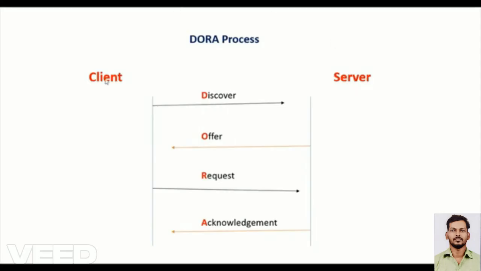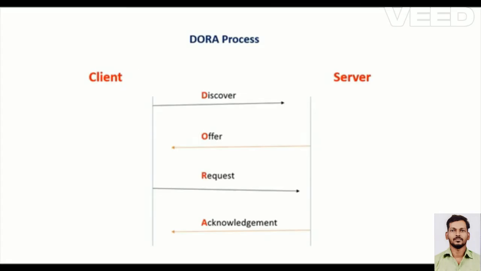Once the client receives the offer message from the server with the next available IP address, the client again sends a request message to the server to bind or map this particular IP address to this device. Once the server gets the request message, it maps the IP for this device in the server and sends an acknowledgement to the client. Then that particular IP is assigned to the client. This is the DORA process.